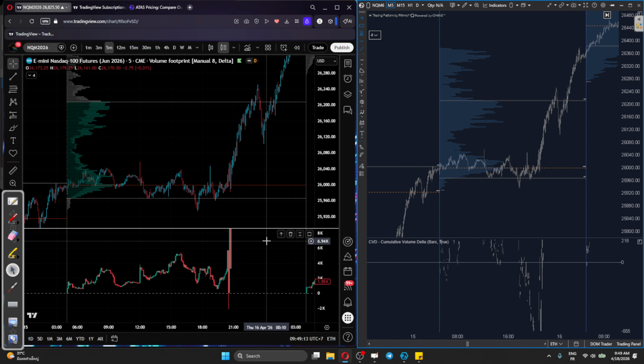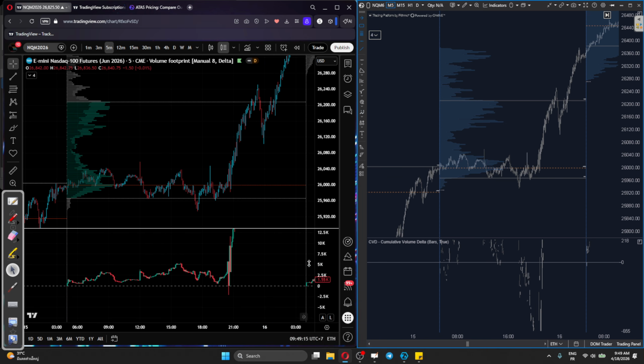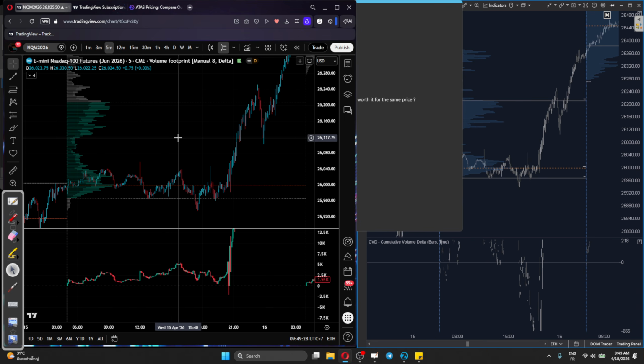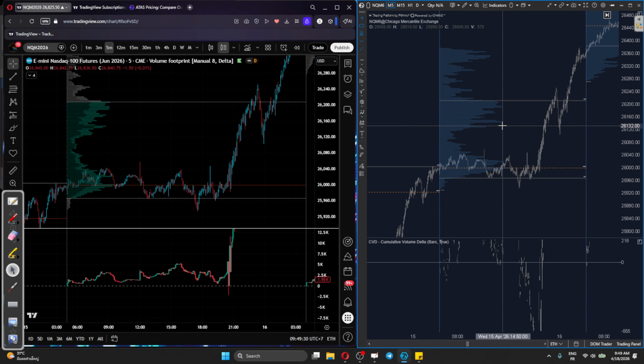I'm discovering some stuff, as you can tell, but most of the stuff I was very aware of. And this is my conclusion that I already had pretty much: can you have an edge using TradingView? Well, I've told you very openly, yes, you can. And it had been working very well for me. Has it been working for me better with ATAS?